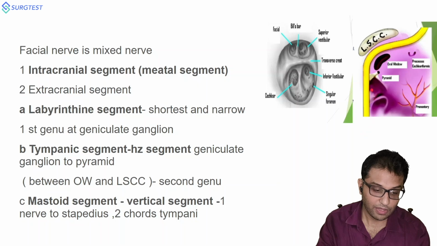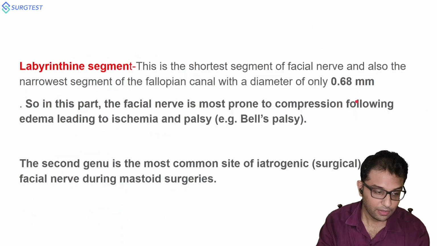And from the vertical segment, there are two branches. One is the nerve to stapedius. One nerve goes to the stapedius muscle, and one nerve is the chorda tympani nerve, which arises from the vertical segment. So this is just a revision of your basic facial nerve anatomy, which is important to understand the subject. So I just added these two photos from Dhingra.